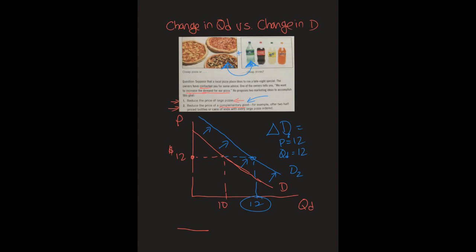So if we were going to be advising this pizza parlor shop owner, which policy would we suggest in order to increase the demand for his pizza? It would be to reduce the price of the complementary good, which is again the bottle or can of soda at a reduced price, maybe even giving one for free in certain cases. Pizza places offer free cheese sticks and stuff like that. So hopefully that illustrates the concept between change in demand versus change in quantity demanded.